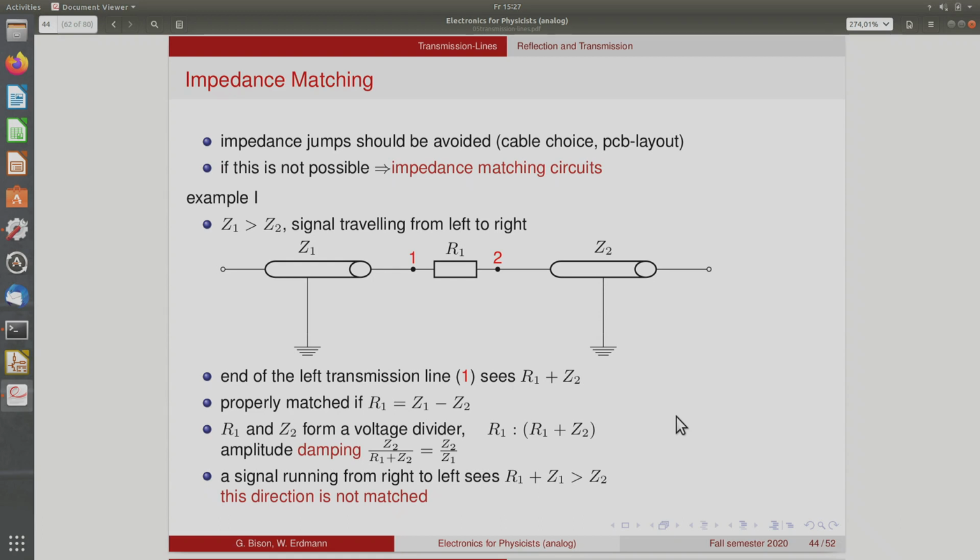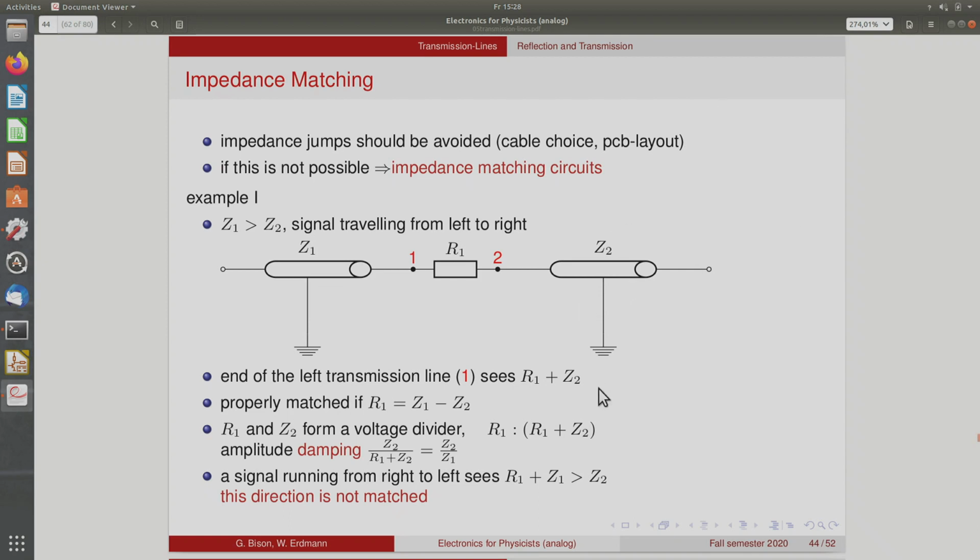And one simple thing to do is to add impedance matching circuits. So again, if you have a signal traveling along this line coming from the left, and the impedance here is larger than the impedance on the right-hand side, you can see very easily that if you want this one to be a perfect termination for this one, then R1 plus Z1 needs to be exactly the characteristic impedance of the first one. So if you choose R1 to be the difference of the two, then there will be no reflection, but you will see a loss of amplitude.